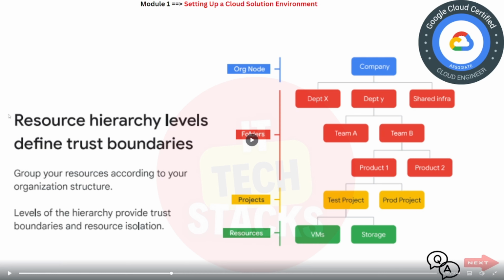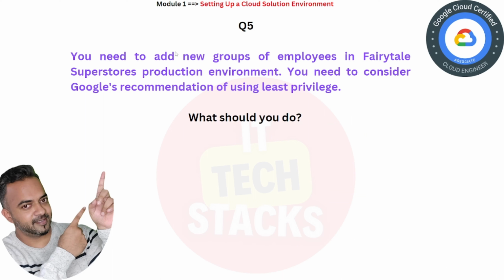Let's begin with the next question in the same module 1 that we are discussing in this video, setting up a cloud solution environment. So far we have done the 4 most important questions, and let's begin with the 5th question. The 5th question in module 1: you need to add new groups of employees in Fairy Tale Superstore's production environment. You need to consider Google's recommendation of using least privilege. What should you do?